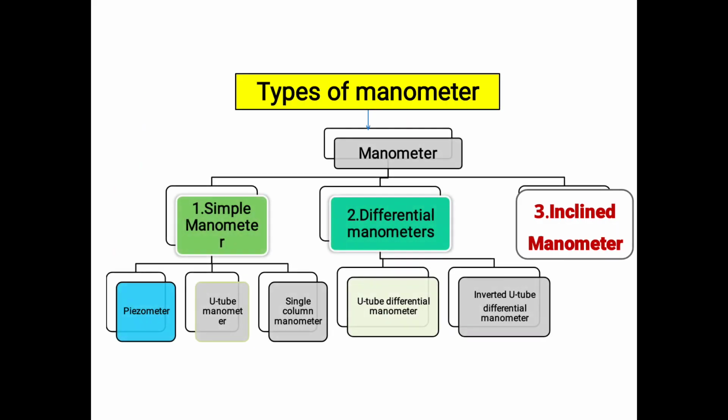Next, manometer measures the pressure. There are three types of manometer: simple manometer, differential manometer and inclined manometer. Under these come the piezometer, U-tube manometer and single column manometer. Simple manometer measures pressure, differential manometer measures a very minute difference in pressure, and inclined manometer gives an accurate result in determination of pressure. So this is the manometer.